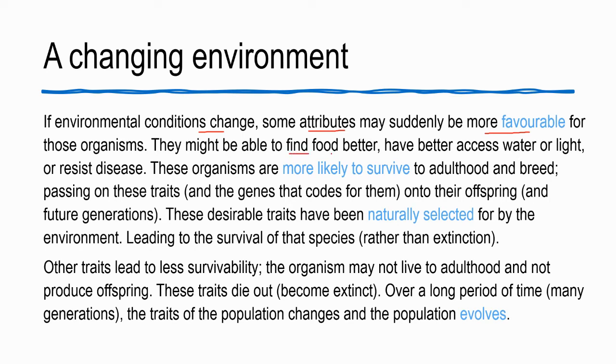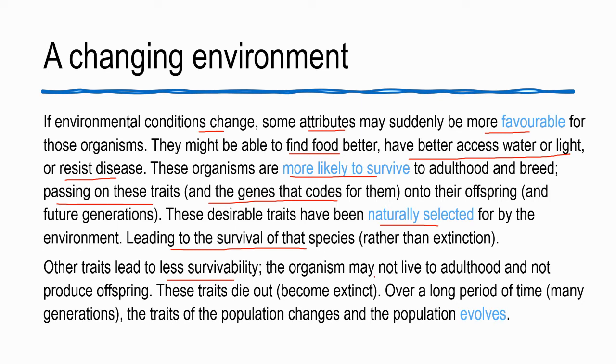They might be able to find food better. They might have better access to water or light, or be able to resist a disease that's introduced. These organisms, the ones that have these attributes, are more likely to survive to adulthood and breed and reproduce. So they will then pass on these traits and the genes that code for them onto their offspring and future generations. These desirable traits have been naturally selected for by the environment, leading to the survival of that species, rather than extinction. Other traits may lead to less survivability.